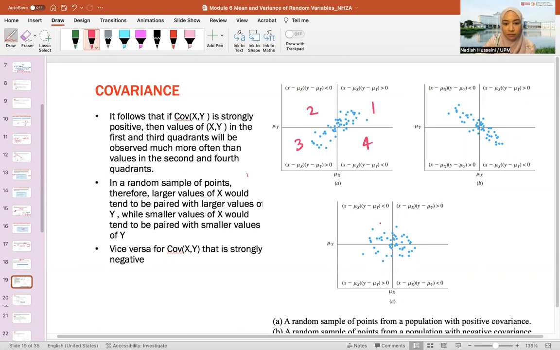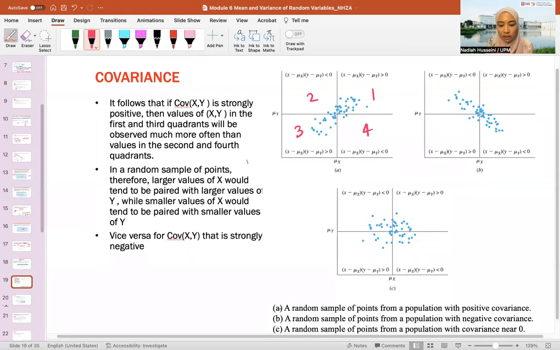Okay, so let's see if that is correct. A indicates a random sample of points from a population with positive covariance. So this is our data. It is spread out, but it is more spread out in the first and also in the third. So why is it spread out in the first and the third if your covariance is positive?